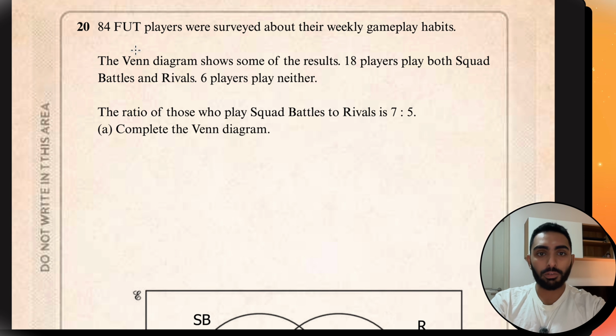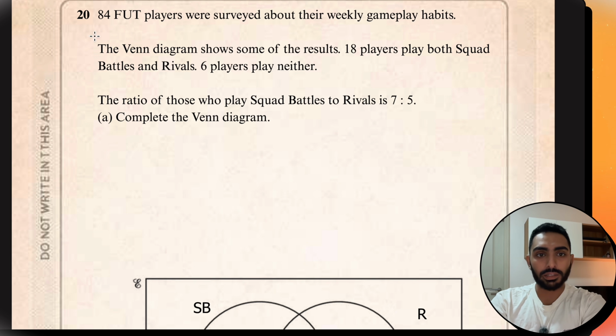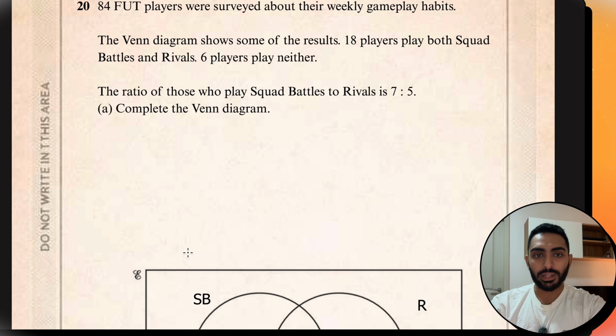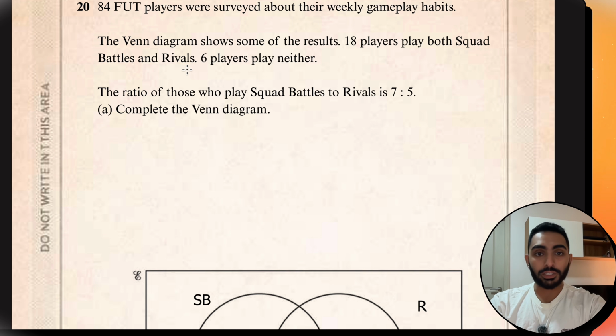Question 20. 84 FUT players were surveyed about their weekly gameplay habits. The Venn diagram shows some of their results. 18 players play both squad battles and rivals. You can see the 18 there. And 6 players play neither. You can see that there. Both of those pieces of information are already on the diagram.